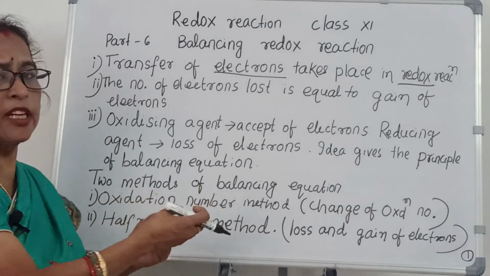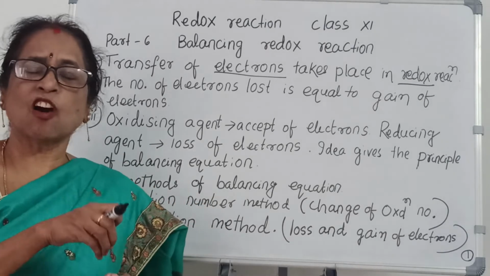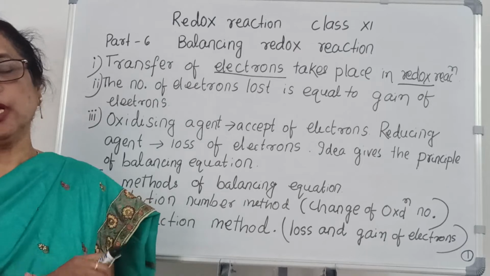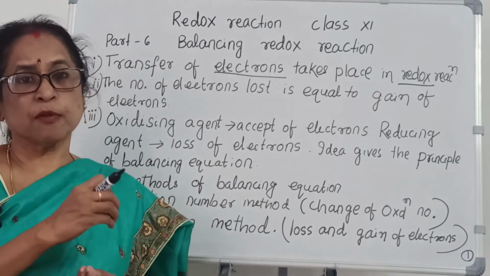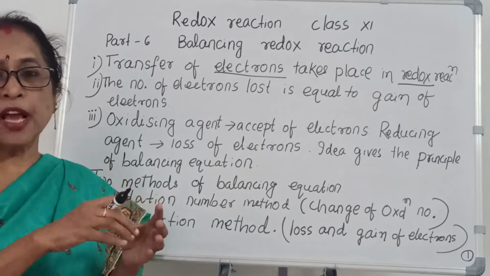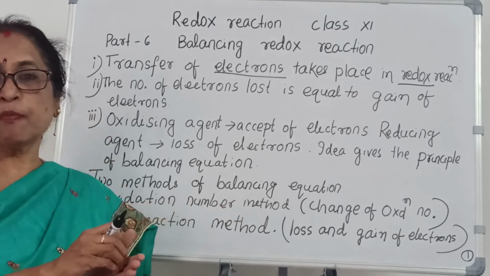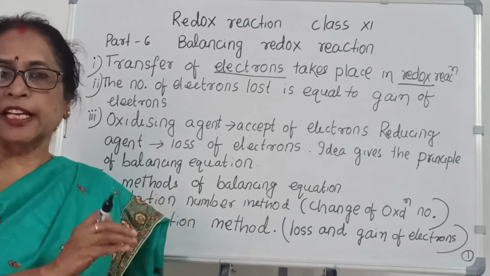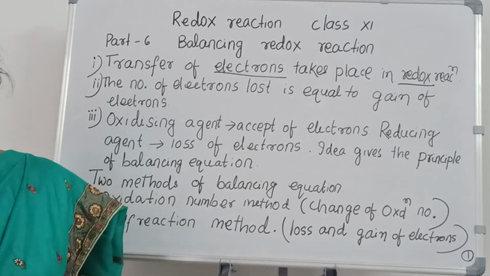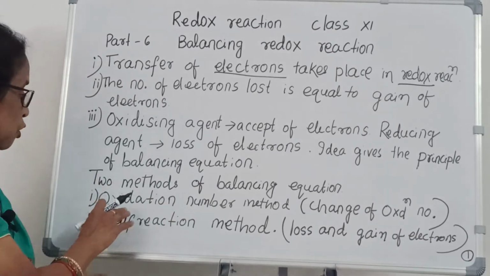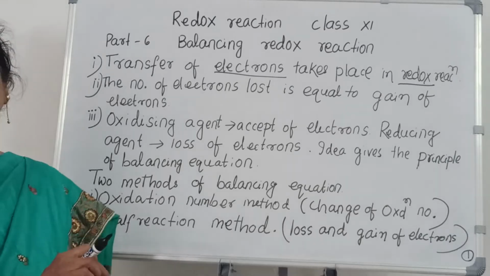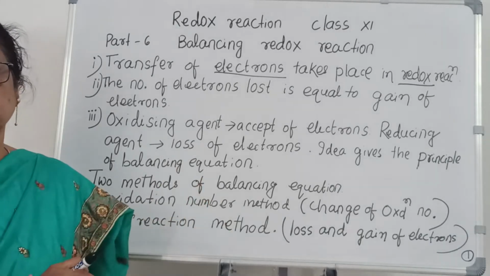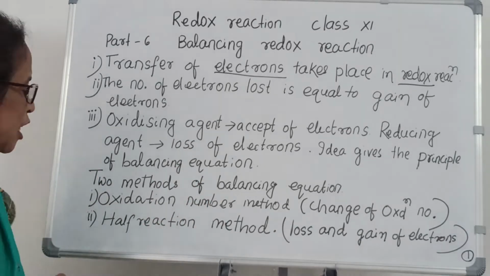The oxidation number method indicates that here oxidation number is involved. What is oxidation number? I told you, in a compound, after combination, you can find the oxidation number of a specific element. It is either a positive or negative charge. So oxidation number should be involved in this balancing of equation. We will see it one by one with examples.